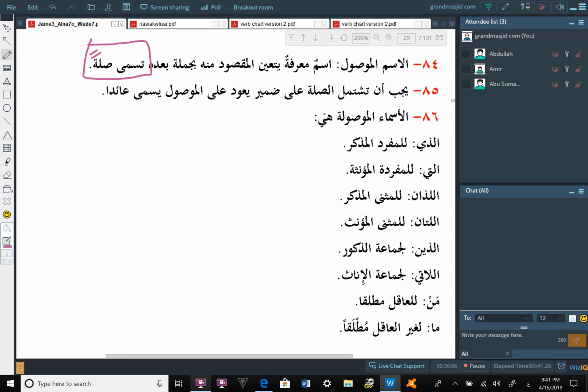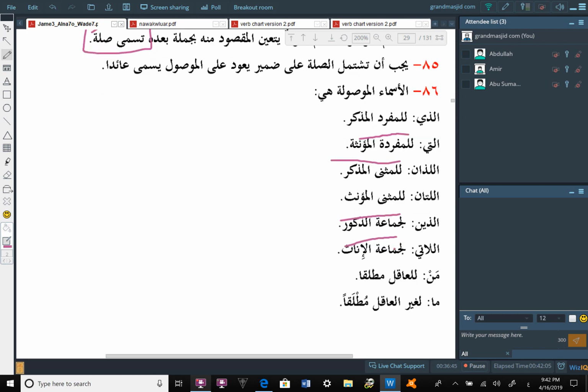Al-asma'u al-mawsula hiya alladhi, which is for the singular male, alladhi; allati, for the singular female. Alladhani is for the two males. Allatani for two females. Alladhina for a group of males. Allati for a group of females. These are words that can come in between two things. These are called asma'ul mawsula.